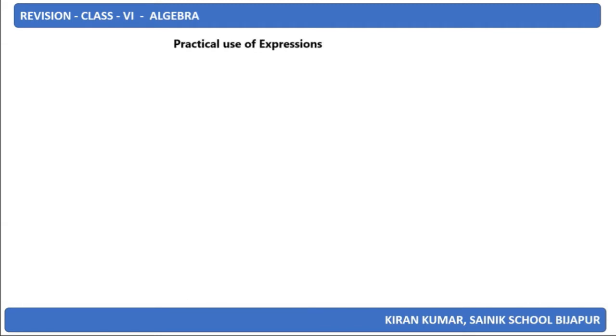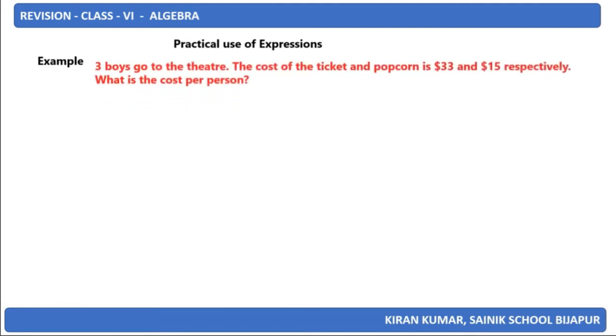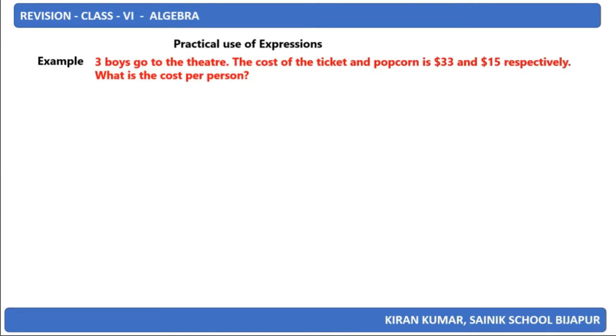What's the practical use of an expression? Let me consider an example. 3 boys go to the theater. The cost of the ticket and popcorn is $33 and $15 respectively. What is the cost per person? Let's solve that.